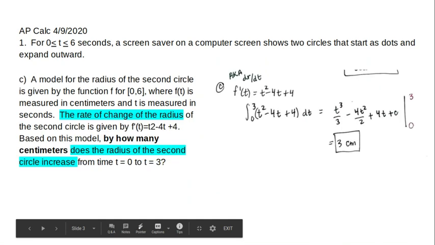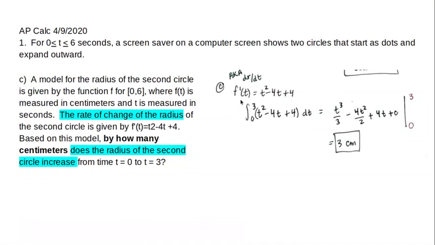And then the final part of this question says the rate of change of the radius of a second circle is given by this function. So, okay, whoa, function. The function that's given to me is actually dr/dt. It's the rate function. It's not a function that's going to give me the radius. It's going to give me the amount of change that's happening per time of the radius.